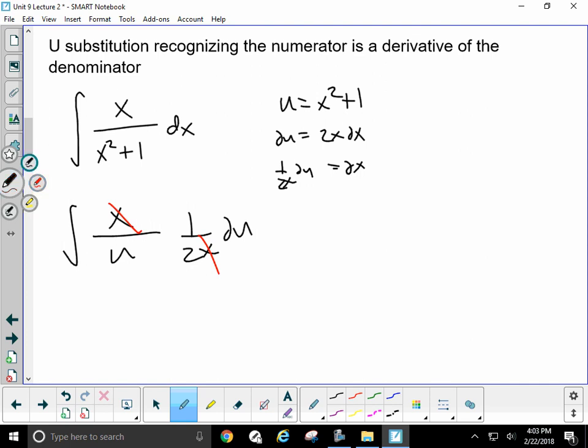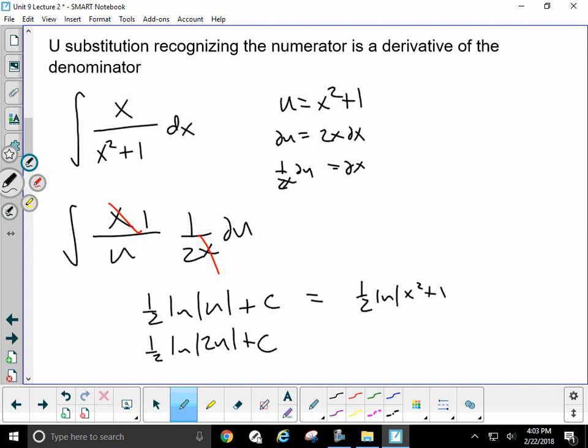Two ways to write the antiderivative. Whichever way works for you. You can either have 1/2 log absolute u plus c, or 1/2 log absolute 2u plus c. It doesn't matter. And that's the same as 1/2 log absolute x squared plus 1 plus c, or 1/2 log absolute 2x squared plus 1 plus c. How are those the same answers? That's the question.